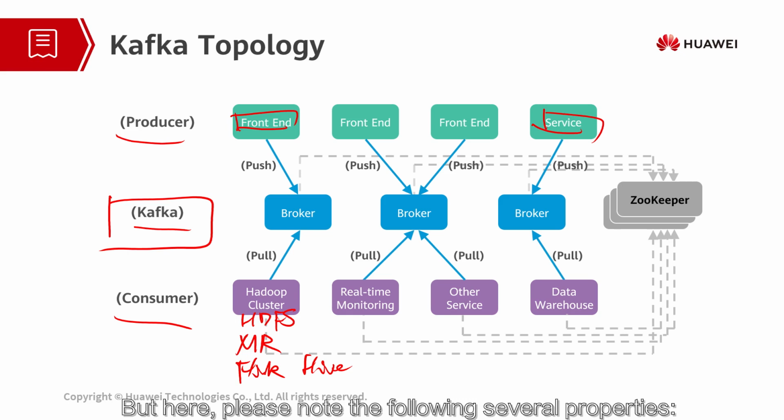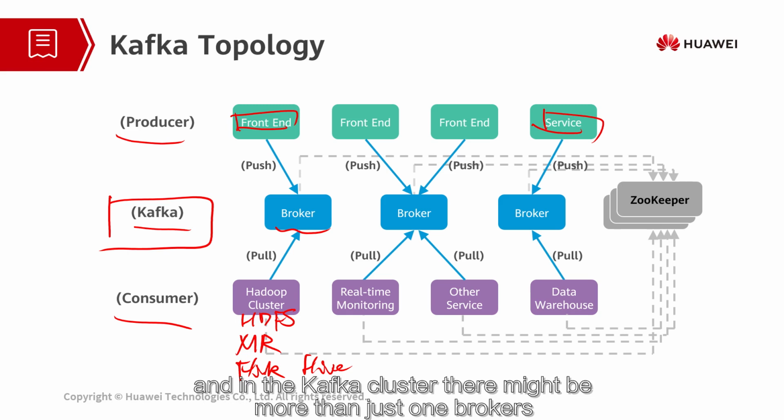But here, please note a few properties. Firstly, Kafka servers has a particular name called broker. Namely, each broker is a working instance of Kafka. And in the Kafka cluster, there might be more than just one broker.